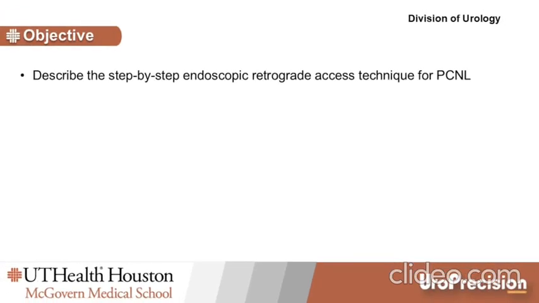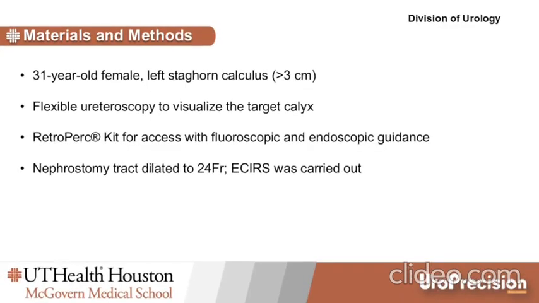Our objective in this video is to provide a detailed step-by-step explanation of the endoscopic retrograde renal access technique, using ureteroscopy and fluoroscopy to optimize calyx selection and reduce complications. Our patient was a 31-year-old female with a partial left staghorn calculus measuring over 3 centimeters. Flexible ureteroscope was employed to visualize the target calyx, and the Retroperc kit was used for renal access. The nephrostomy tract was dilated to 24 French, allowing for the successful execution of ESWL.